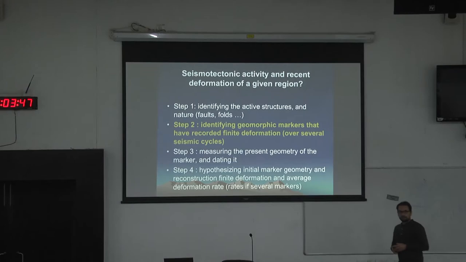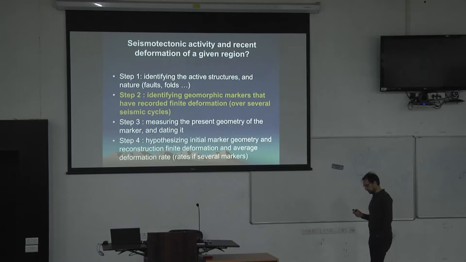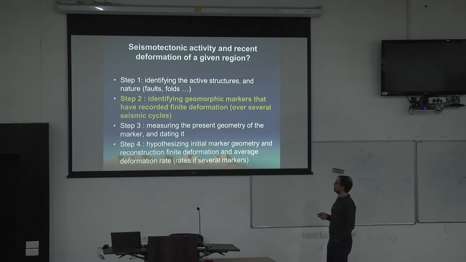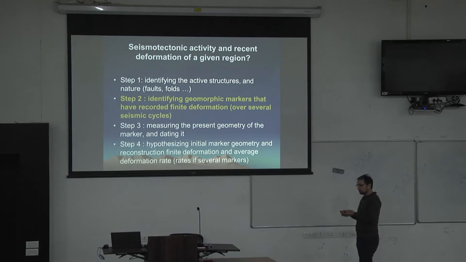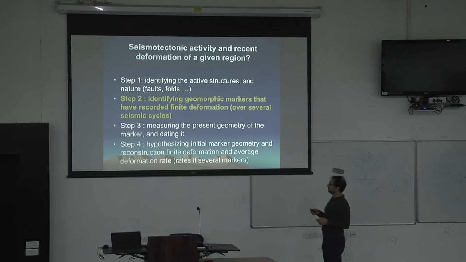So once you have identified the active structure, you have identified the sense of motion, then the next thing you want to document is the rate, or the slip rate, on this fault. And to document this long-term, average slip rate, you need to use morphotectonic tools. It means geomorphic markers that have been acting as passive markers of the deformation, that have been recording the deformation of the strike-slip fault or the normal fault or whatever. So you need to identify these geomorphic markers.